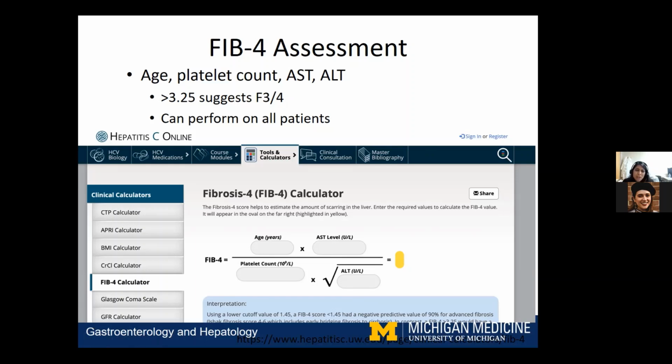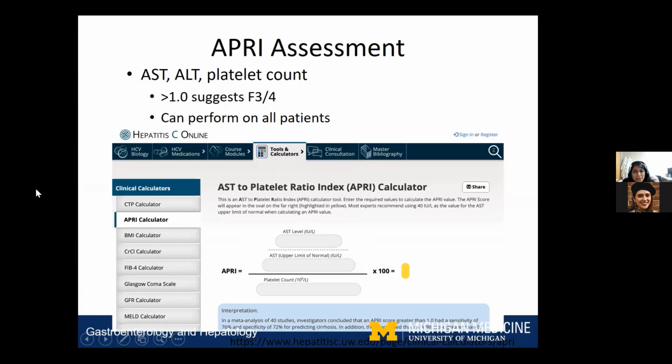This is one useful way to do a fibrosis assessment. In your patients who are younger and treatment naive, they're more likely to be less than 3.25 when you do this most often. It's a nice way to reassure yourself you don't have a patient with cirrhosis, but to understand what their fibrosis looks like.